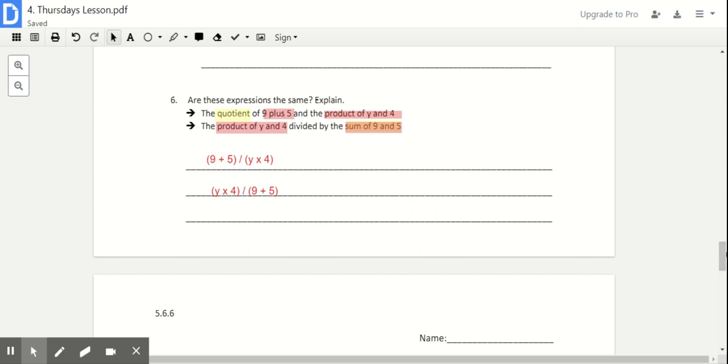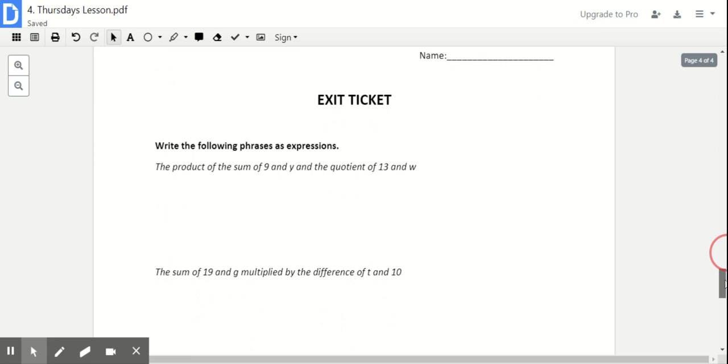Just think of it as 10 divided by 5 equals 2. But 5 divided by 10 does not equal 2, that equals a half. So realize the difference and why we have to make sure we are reading the phrases carefully and writing those expressions out. All right. So you guys can go ahead and get into the exit ticket for today.